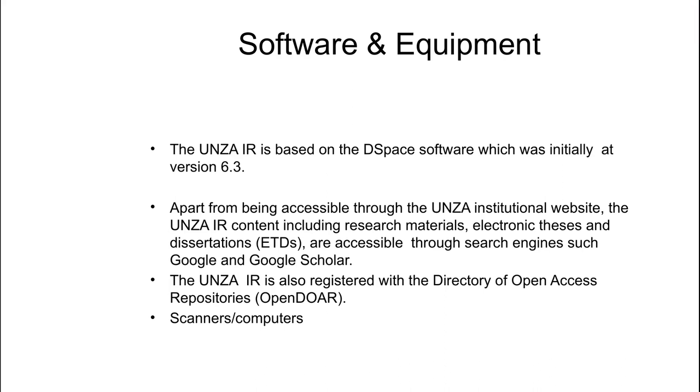Our IR runs on DSpace open source software. There are various open source software packages which you can use to run your IR. DSpace is one of them. There's also EPrints, and there's Greenstone. Apart from being accessible for the UNZA institution, our IR content, including research materials, is accessible through Google and Google Scholar. Our IR is also registered with the Directory of Open Access Repositories, a directory of all repositories all over the world. And in Zambia, the University of Zambia IR is the only one listed.